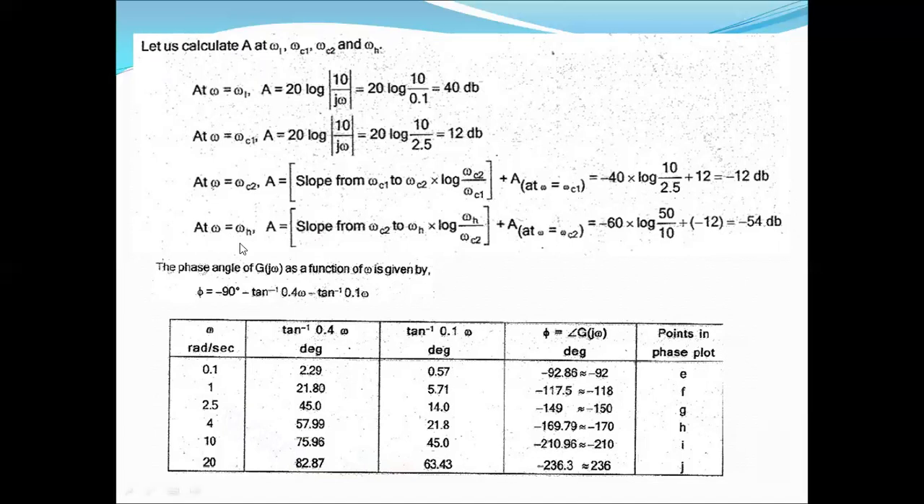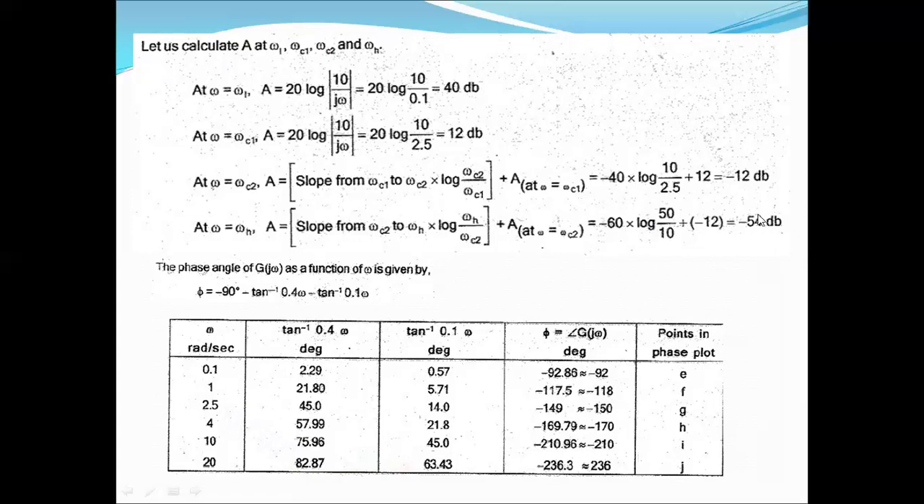Okay. Next, the highest corner frequency, omega, is taken as 50, or you can take it as 100 also. So the change in slope from 10 to 50 will be minus 60 into log of 50 divided by 10, and the previous magnitude value is minus 12. So adding minus 12, we'll get minus 54.